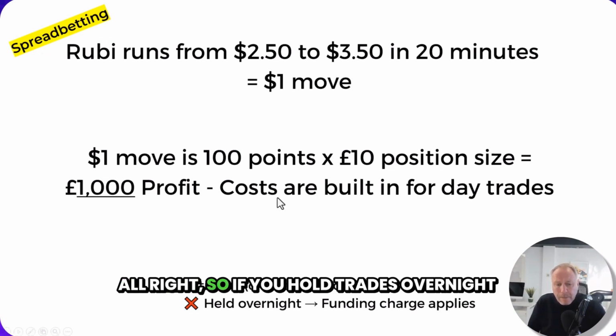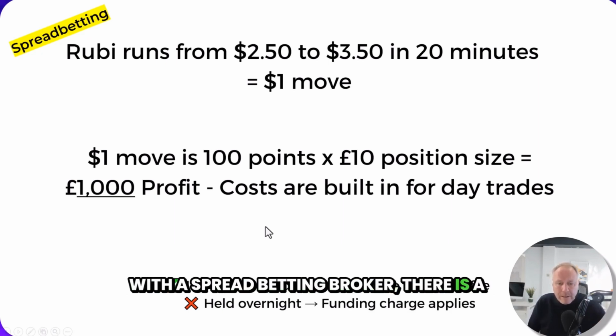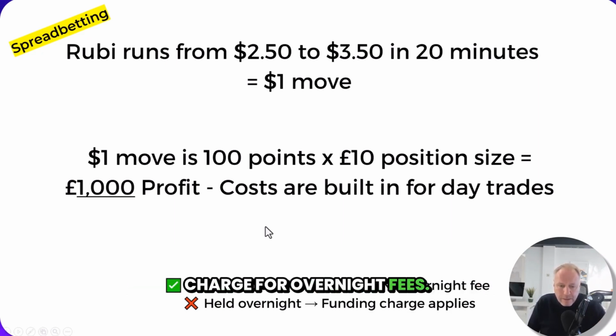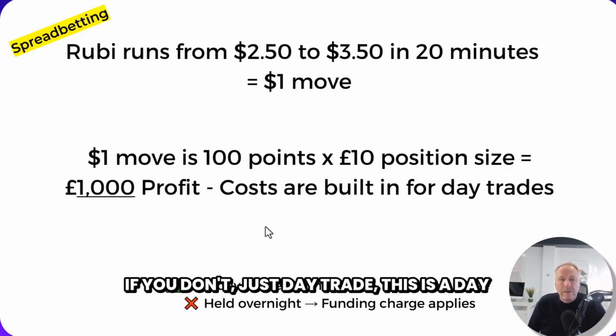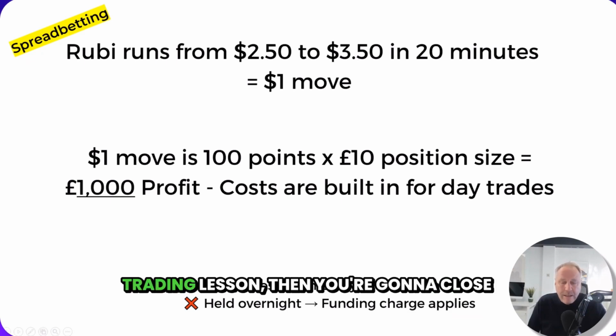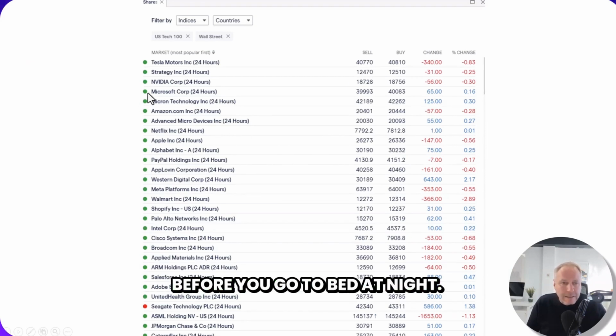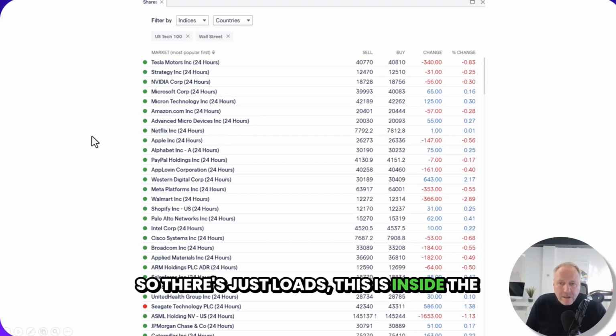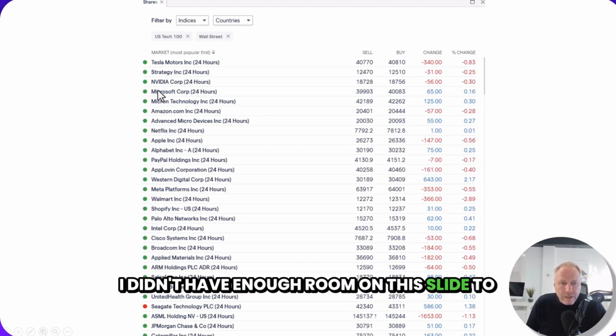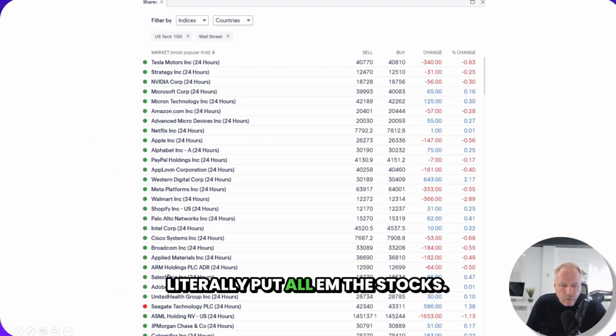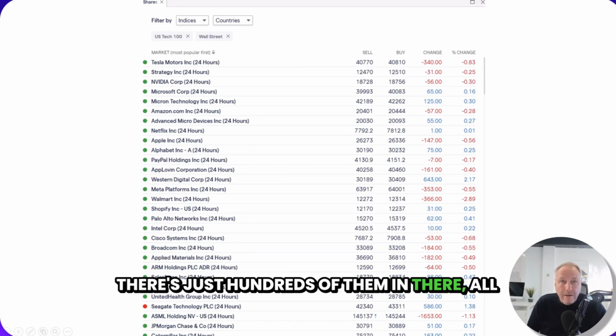If you hold trades overnight with a spread betting broker, there is a charge for overnight fees. If you just day trade, and this is a day trading lesson, then you're going to close your trade down during the day, before you go to bed at night. So there's just loads. This is inside the platform. I didn't have enough room on this slide to put all the stocks. There's just hundreds of them in there.